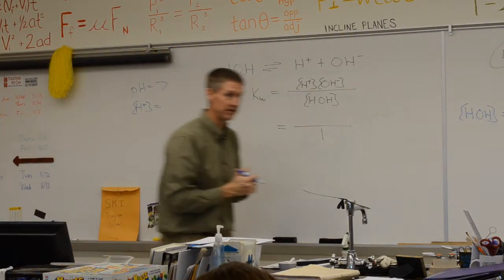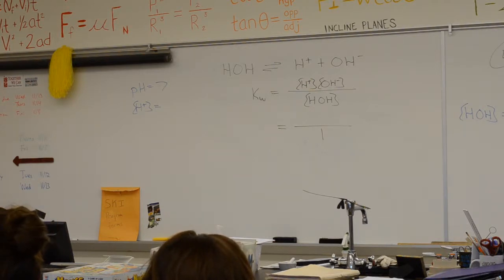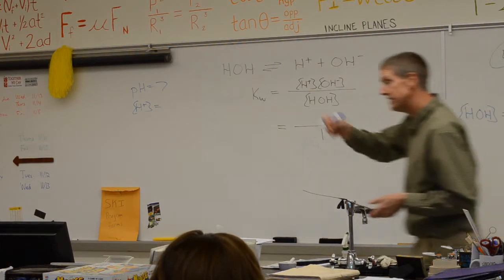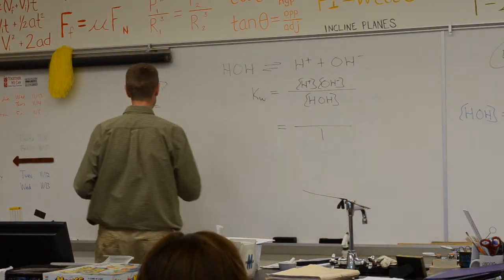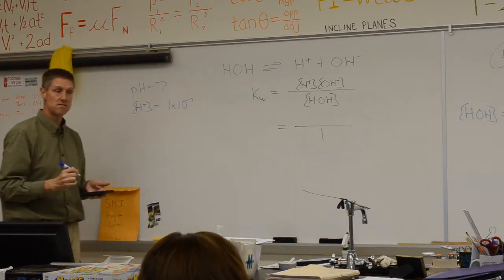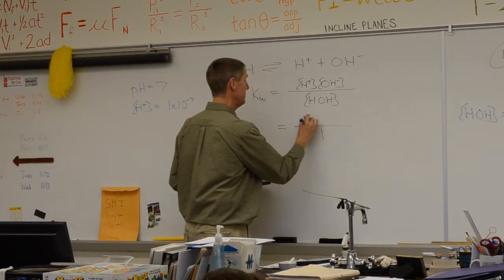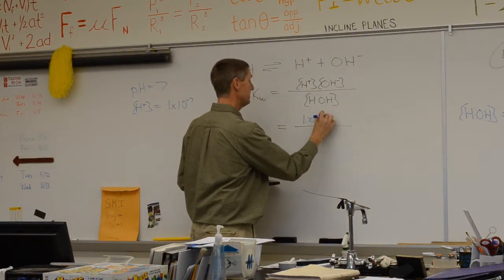So let's take our calculators and do this, okay? Following your instructions on your calculator, what we need to do is hit second log negative 7 and hit enter. In other words, you're saying 10 to the negative 7th power, which is 1 times 10 to the negative 7th power. So our hydrogen concentration for water is 1 times 10 to the negative 7th.